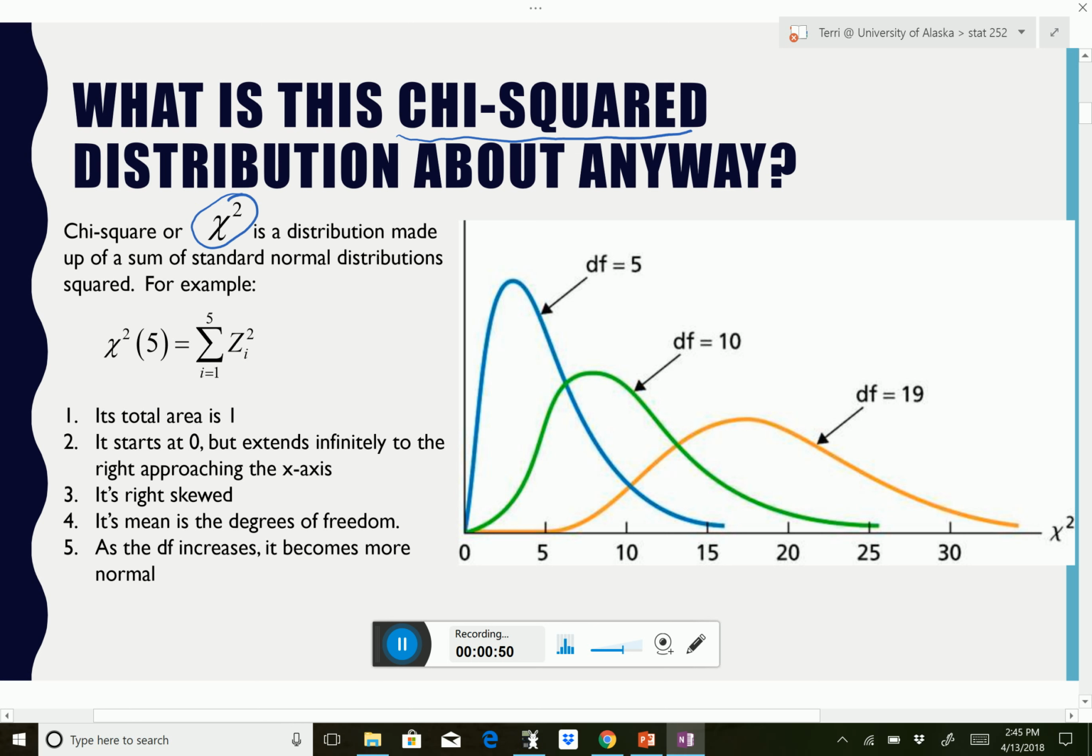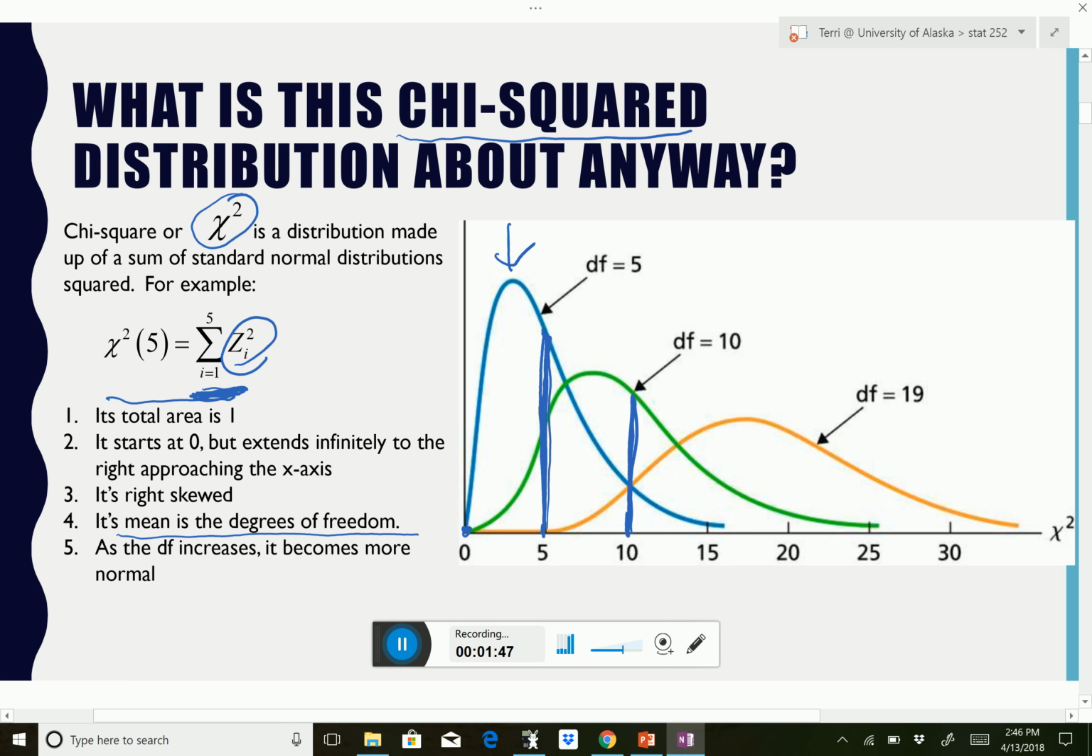Of course, the total area is 1 because this is a probability distribution. It actually starts at 0. There's no negative answers because, of course, it's made up of z squareds. And then it goes out to infinity. It's right skewed, as you can see. Its mean is its degrees of freedom. So like chi-squared of 5, its mean is right here, and then chi-squared 10, its mean is here.